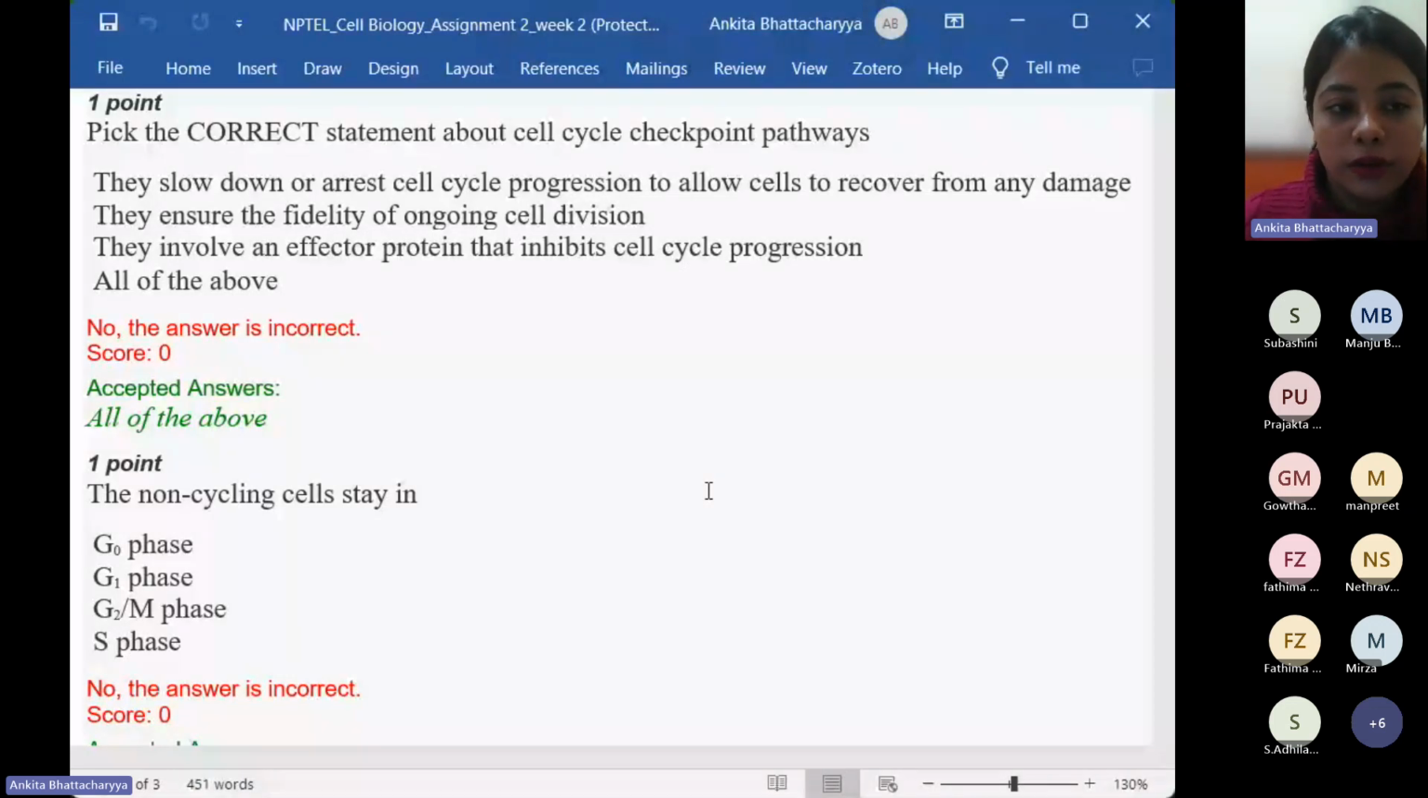So based on that, all of the options would be correct. Yes, someone has a question. Please go ahead. Netravati, please go ahead.